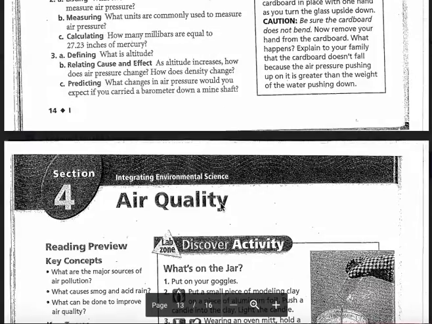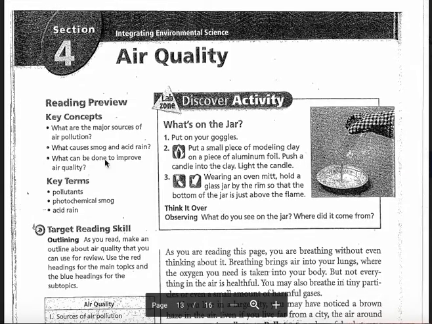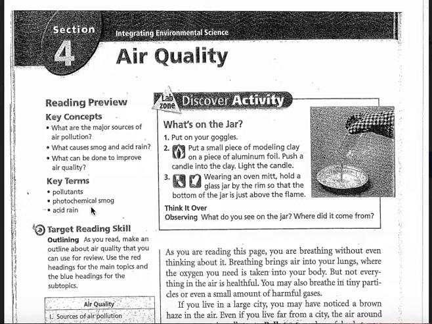Okay, last section, air quality. Let's take a look here. What are the major sources of air pollution? What causes smog and acid rain? And what can be done to improve air quality? Terms you're looking for are pollutants, photochemical smog, and acid rain.